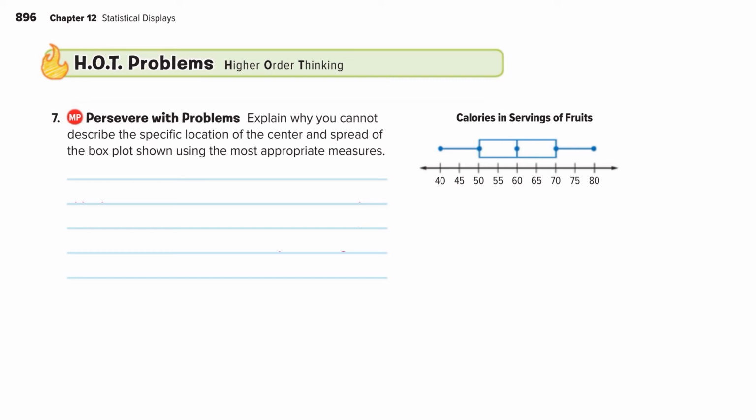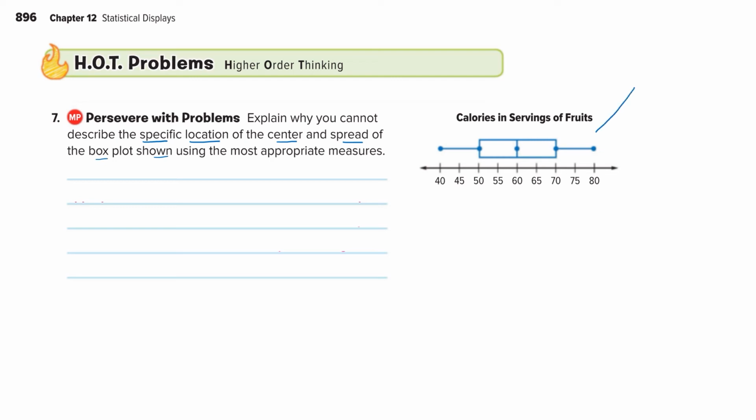Question 7. Persevere with problems. Explain why you cannot describe the specific location of center and spread of the box plot shown using the most appropriate measures. All right, so they want us to explain why we cannot describe the specific location of the center and spread of the box plot shown using the most appropriate measure.